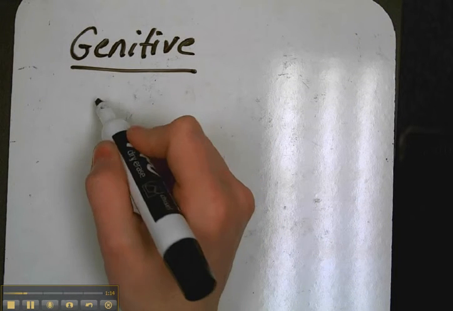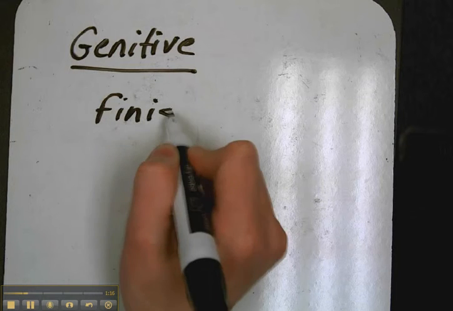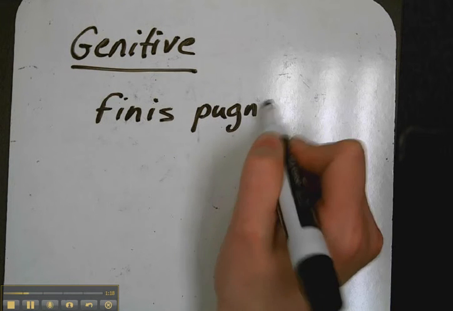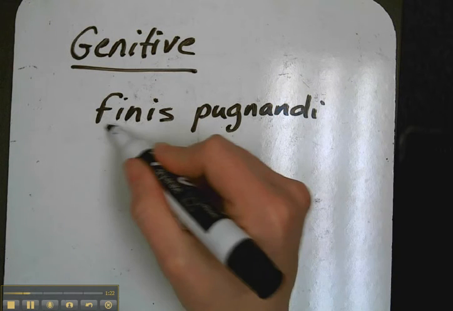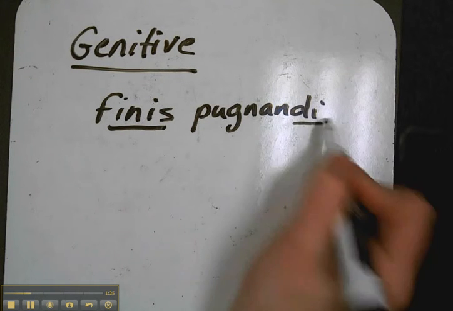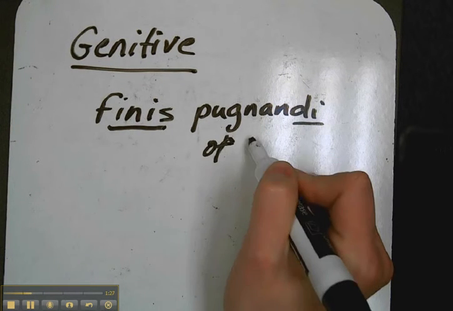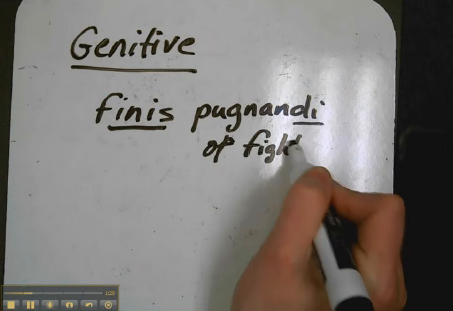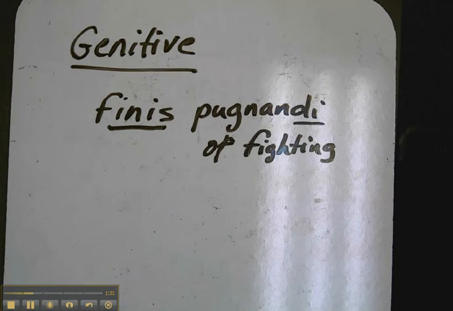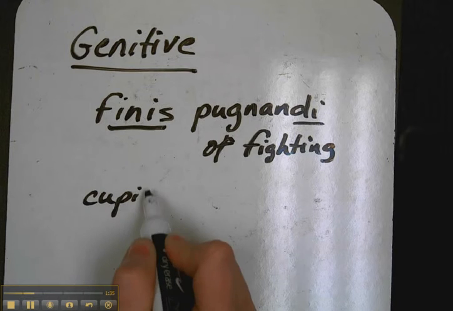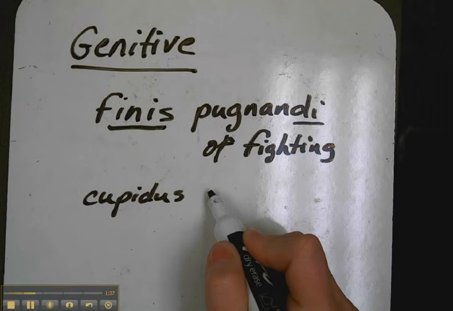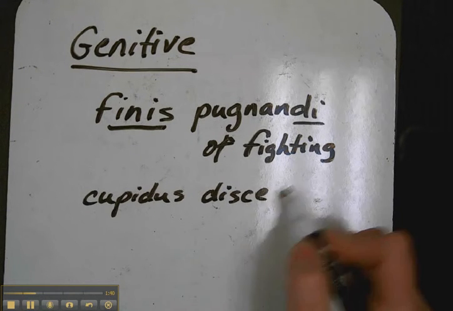For example, finis pugnandi. So it has the end, finis, that's our noun, of fighting. Remember, this is genitive. Okay. Another way is when it's with an adjective. For example, cupidus discedendi.